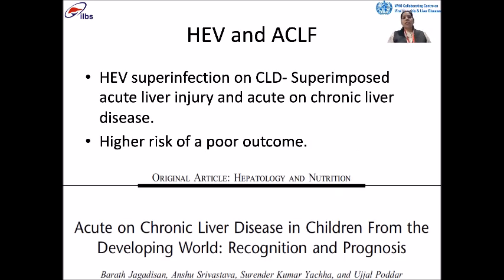And next is HEV and ACLF. HEV superinfection and CLD, that is superimposed acute liver injury, can be seen, and acute on chronic liver disease can also be seen with HEV, because hepatitis A virus and HEV are mostly seen together. They may get combined and lead to co-infections or superimposed infections, and there is a higher risk of a poor outcome if it is in combination with other types of viruses, which may lead to superinfection or co-infection.